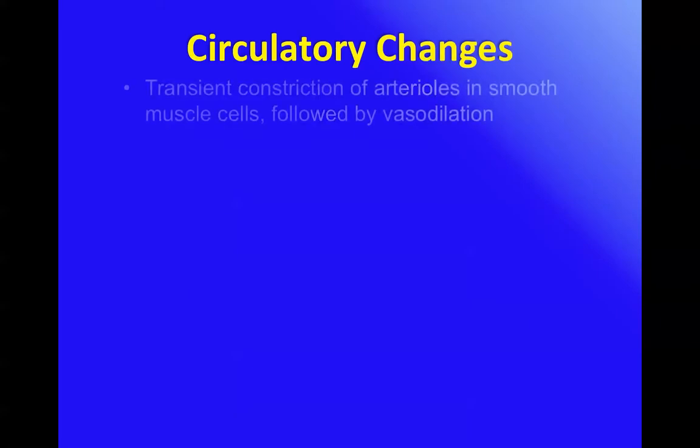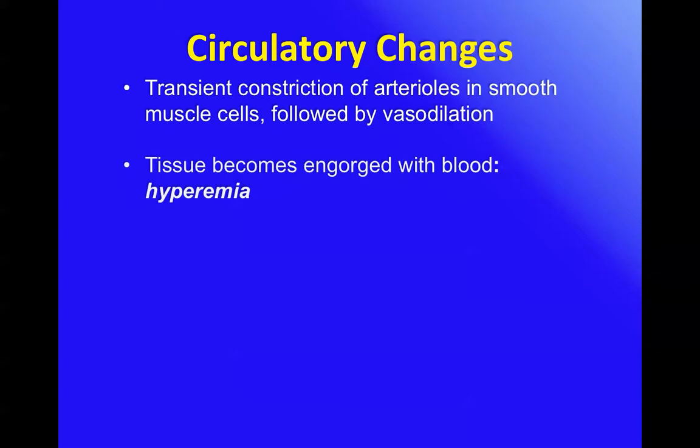The body's first response is through changes in circulation. It begins with a transient or brief constriction of the arterioles and the smooth muscle cells, followed by vasodilation, or relaxation. As a result, arterial blood rushes into inflamed tissues, which is referred to as hyperemia, or too much blood.